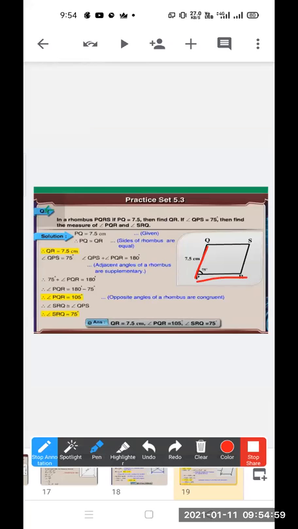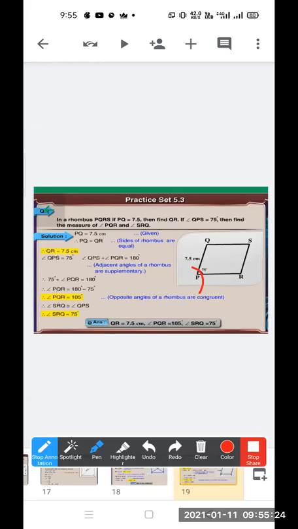What we have to find? We have to find QR. So QR is how much? QR is 7.5 centimeter, because in a rhombus all the sides are equal. And what is given? Angle QPS is given 75 degree. Angle QPS, this angle, is given 75 degree.